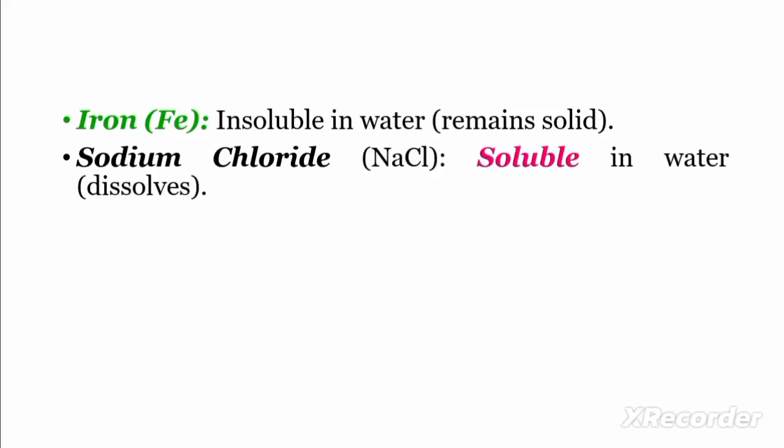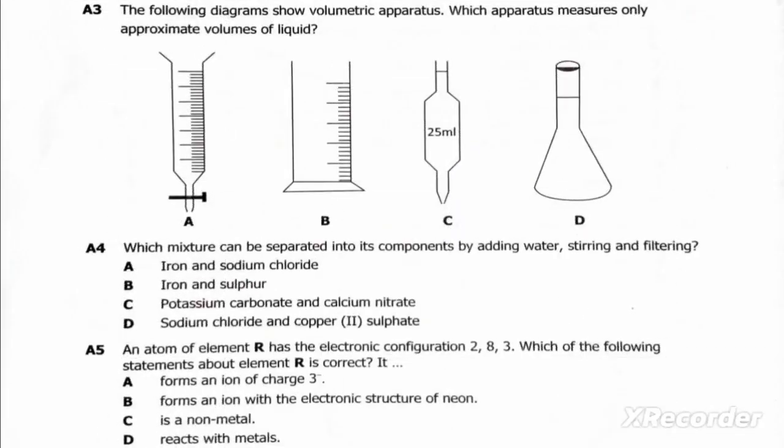So therefore, we have seen that the criterion being used here is solubility. Iron is insoluble, while sodium chloride is soluble in water. So these two can be separated by adding water, stirring, and filtering. In short, these two can be separated by using filtration. We are done with this question. Let us move to the next question.